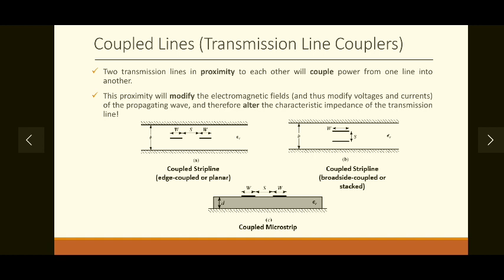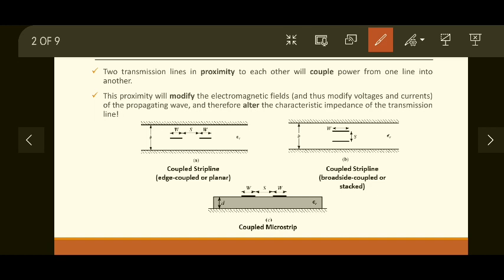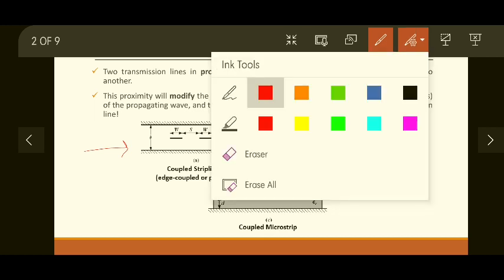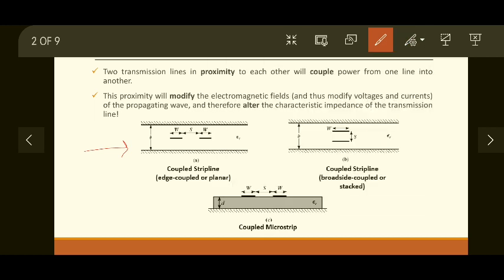Okay, so on your screen you can see three types of coupled lines. Two of them are strip line coupled lines, whereas one is microstrip coupled line, or coupled microstrip and coupled strip line. So how they are constructed, as you can see, this is a coupled strip line, which is also known as edge coupled or planar coupled strip line.